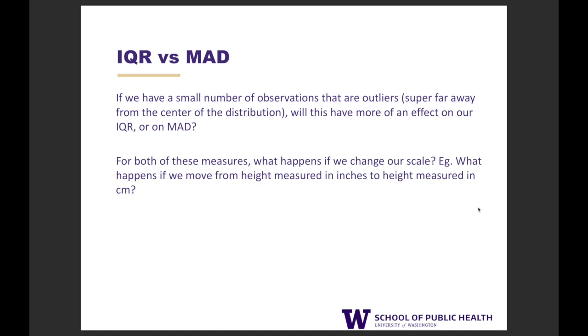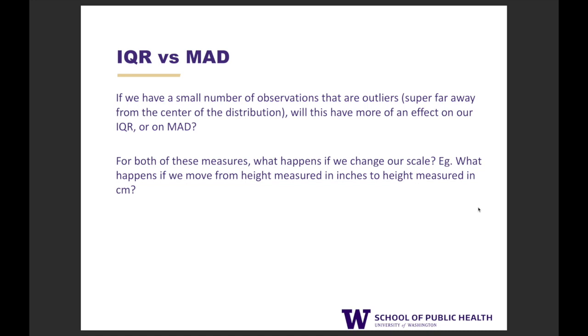The mean absolute deviation, on the other hand, would include those points, and they would be in this average distance, right? They would have large contributions to the average distance between the mean and each observation. So another important question is, what happens to these measures if we change our scale?